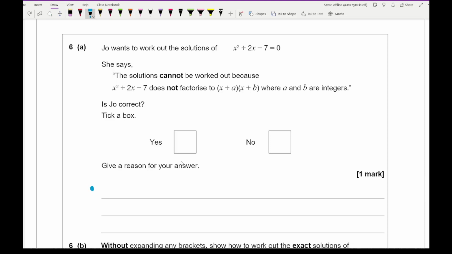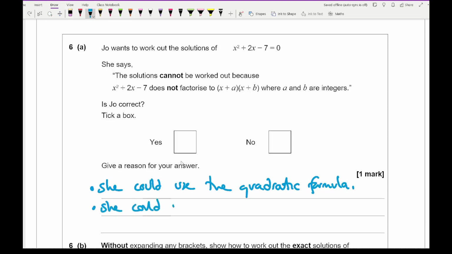So what you need to write here is the fact that she could use the quadratic formula. You could say she could use CTS, so completing the square. She could also plot the equation and solve, but basically, is she correct? The answer is going to be no.